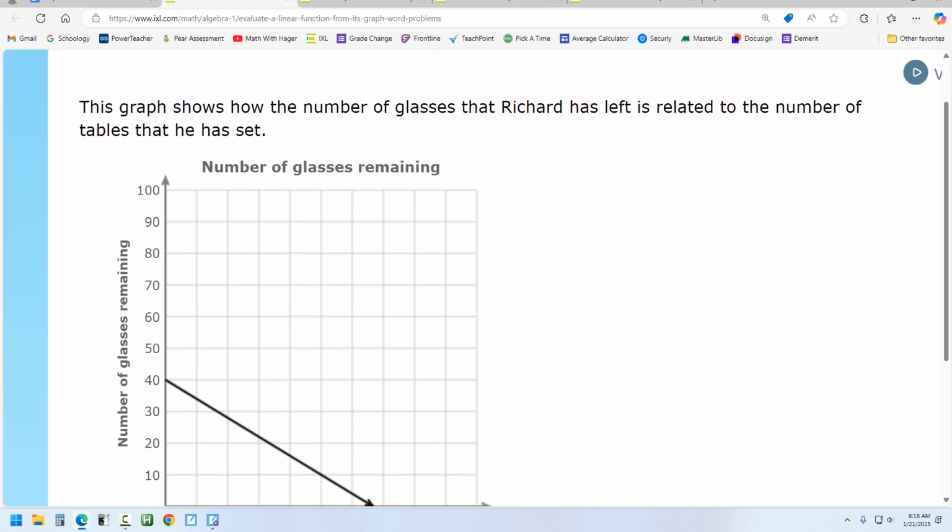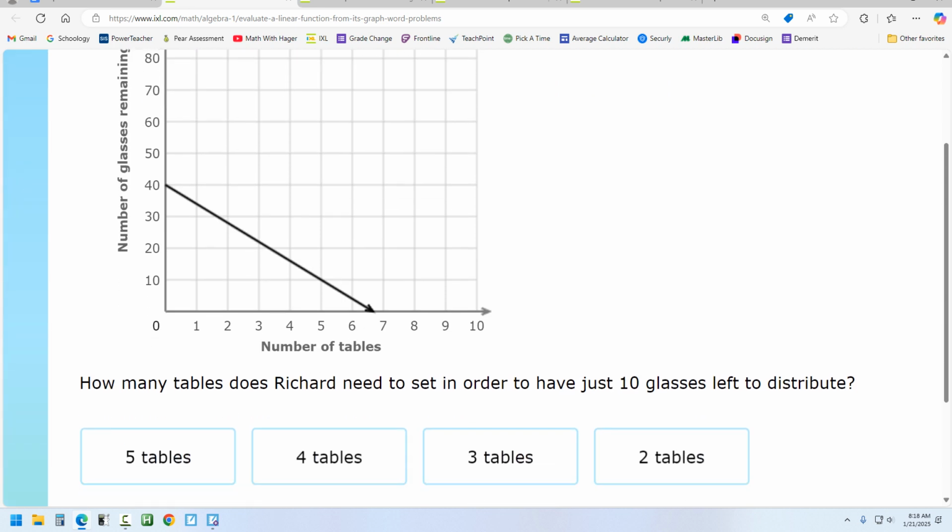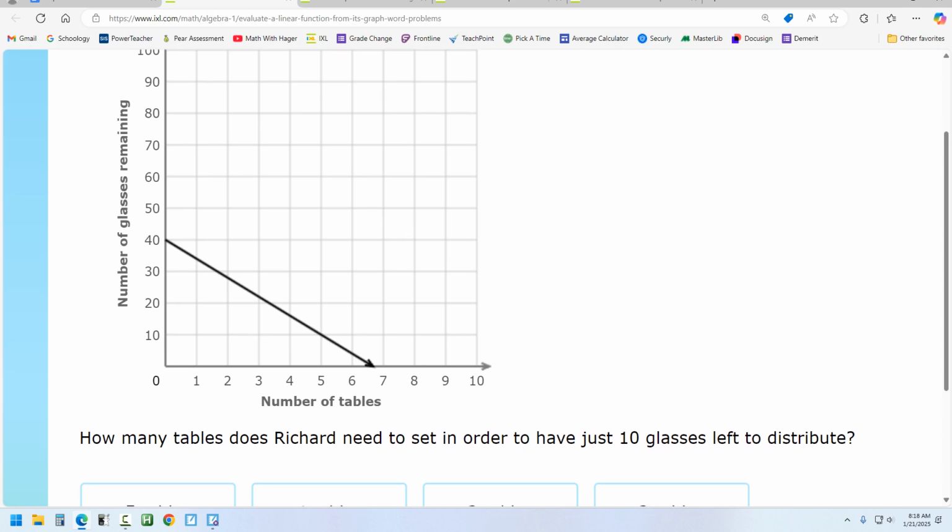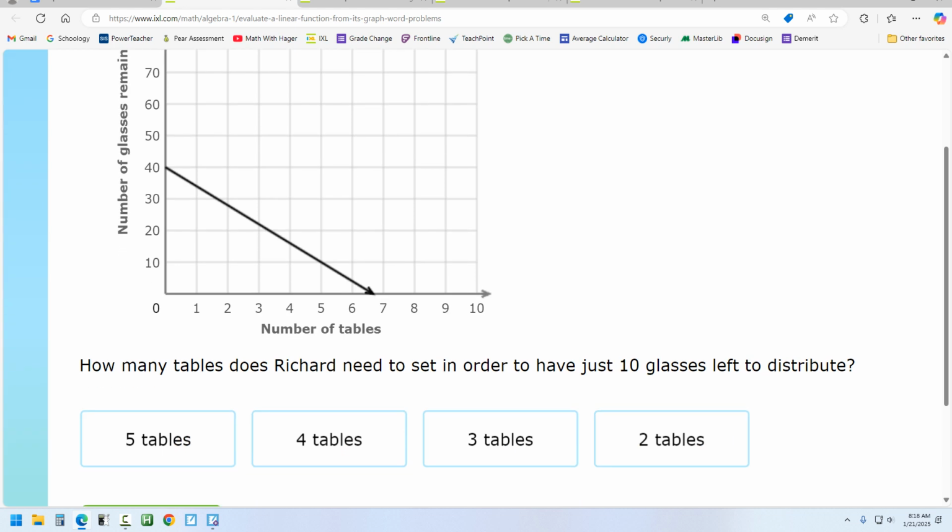So the graph below shows the number of glasses that Richard has left related to the number of tables that he's set. Okay. How many tables does Richard need to set in order to just have 10 glasses left to distribute? Okay, so 10 glasses. Ben, which axis is glasses on, the X or the Y? The Y. Yeah, it's on the Y. So go to 10 on the Y-axis, go over to your line, and then go down.